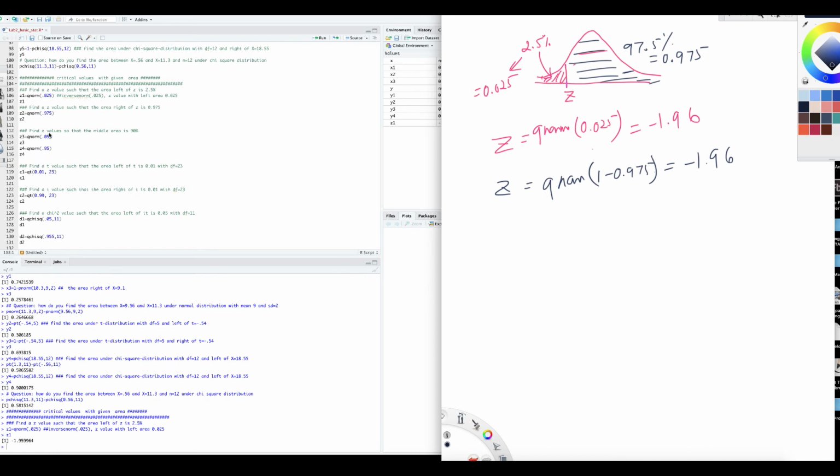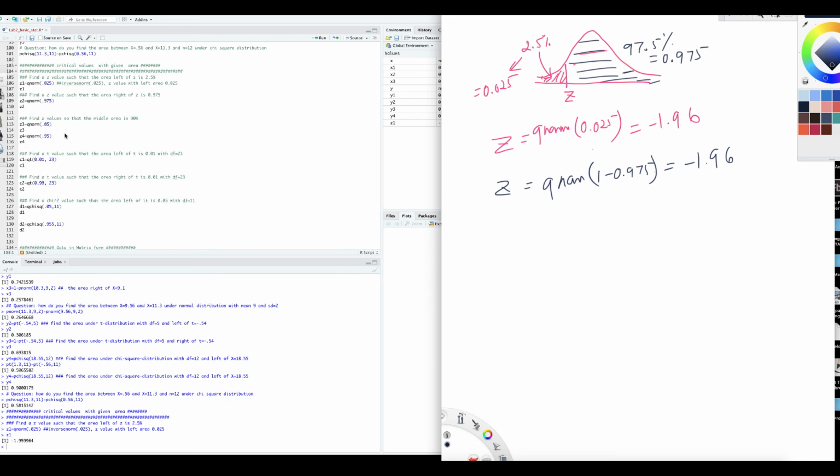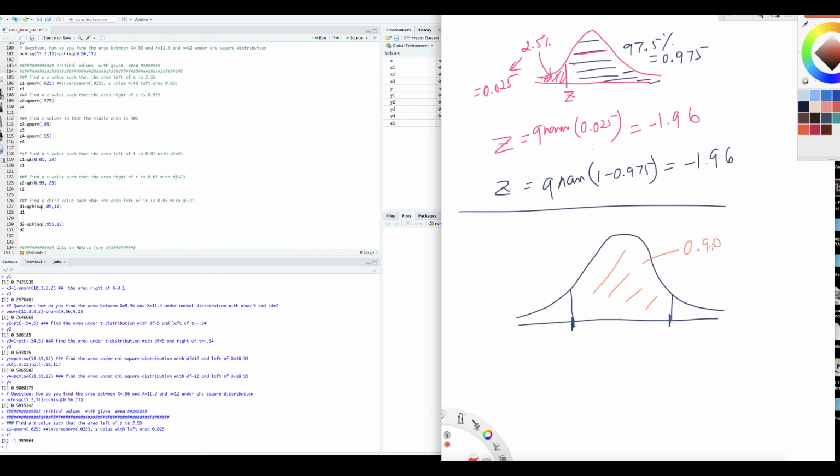All right, guys. Find the Z values where the middle area is 90%. How do you find that? Suppose you have a normal distribution and you are asked to find the two Z values with a middle area of 90%. This middle area is 0.90, so you need to find this Z1 and this Z2. How do we do that?